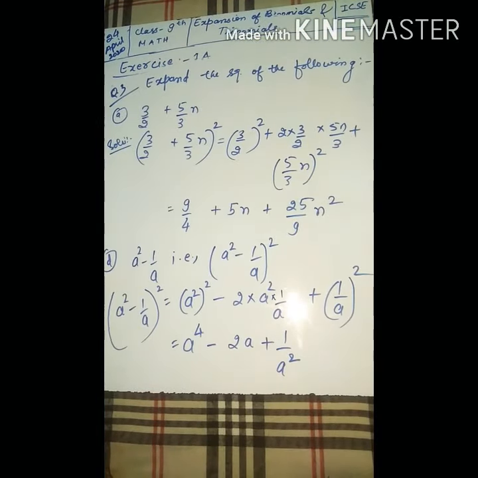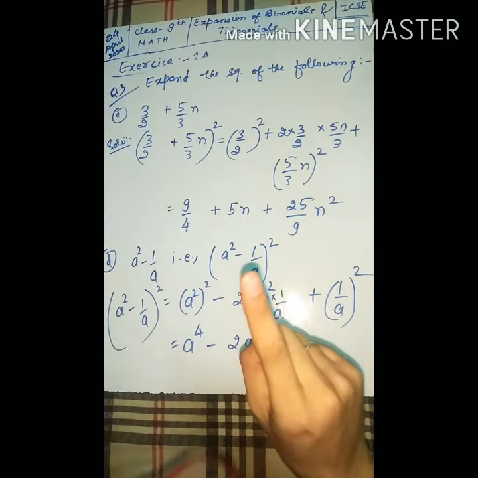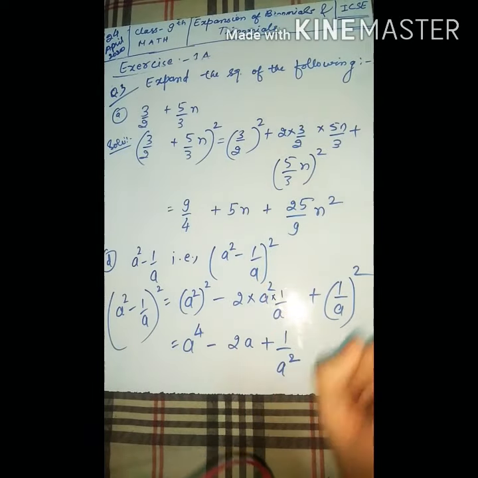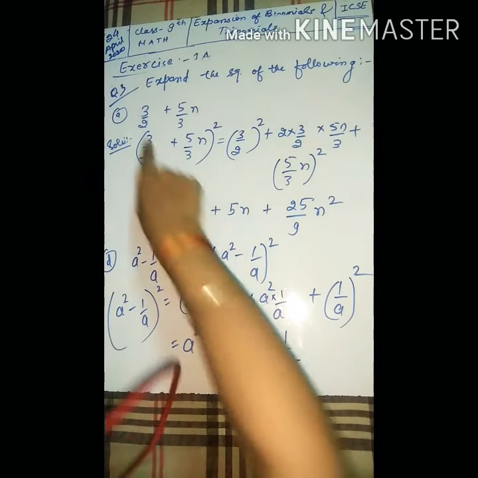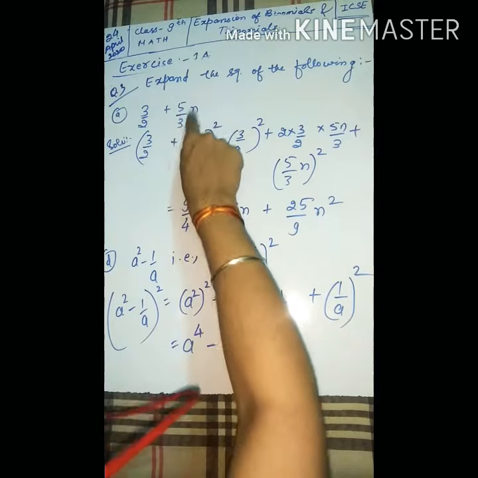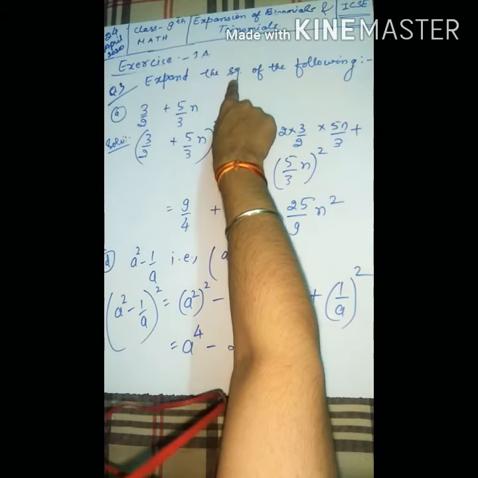That's it. Now this is the third question. Expand the square of the following. There are four questions. I have done A and D, B and C you have to do. So the question says 3 upon 2 plus 5 upon 3n. We have to find the square.